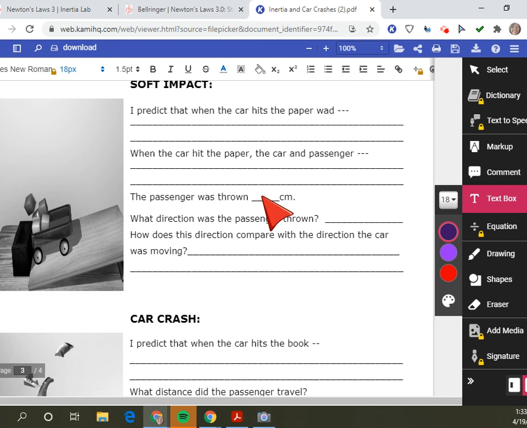So the passenger was not thrown. So it was 0 centimeters on that one. It didn't get thrown. Then how does this direction compare with the direction the car was moving? Well, it didn't get thrown. So those are all the things that you would put there. Think about what a soft impact looks like if you were the passenger. But go ahead and answer those questions, and then we'll get to the other part.